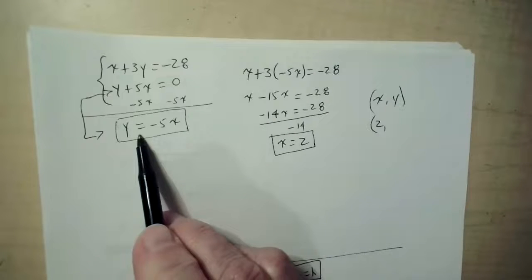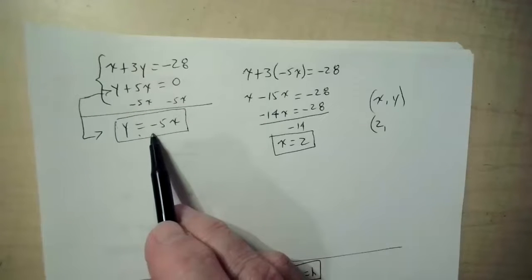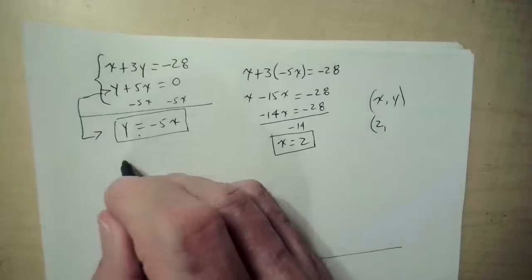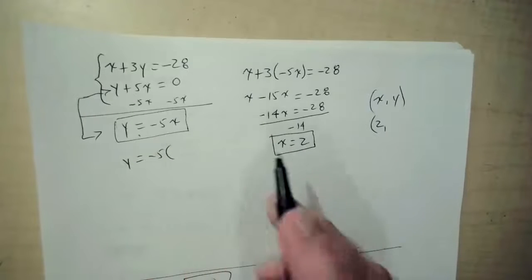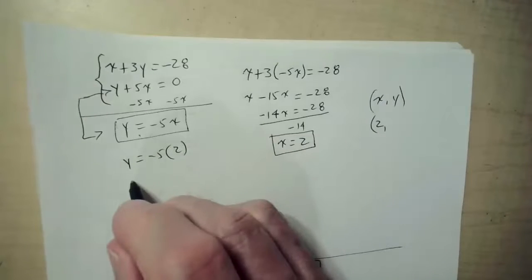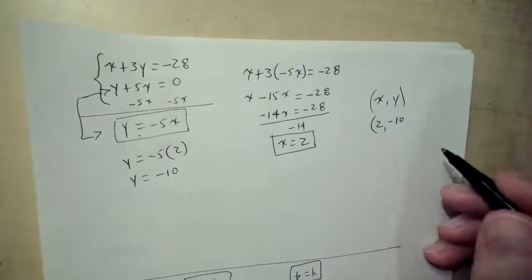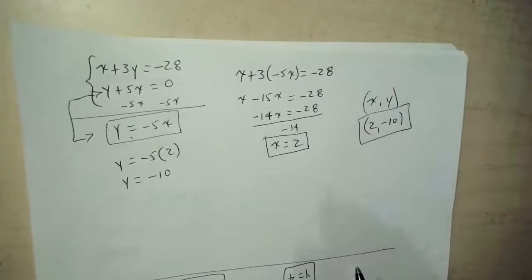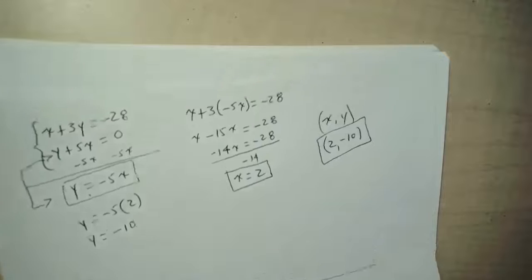Now look, this one's already solved for y. Remember this equation up here and this equation are the same, they're just rearranged, but they're equal to each other. So we know that y equals negative 5 times x. We know that x is 2. So y is negative 10. And that's our solution. Remember, this is to be written like a point, (x, y), just like that.